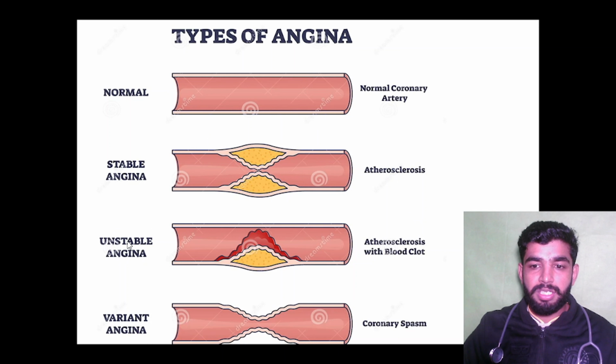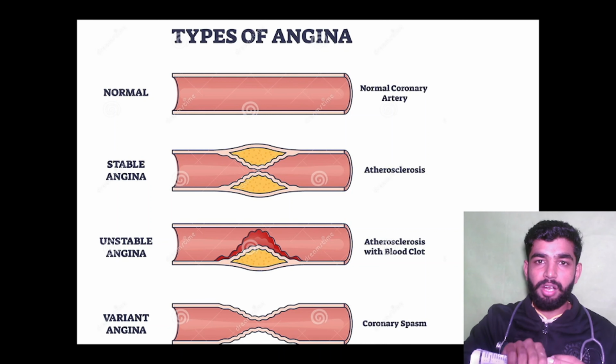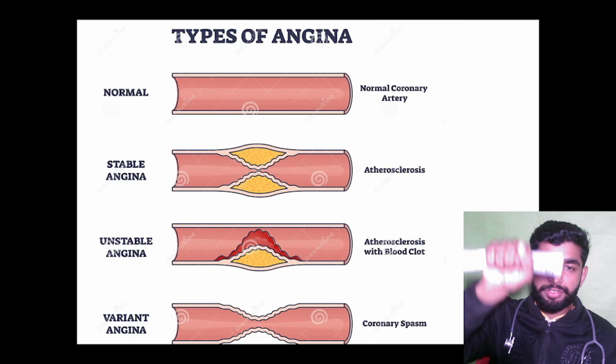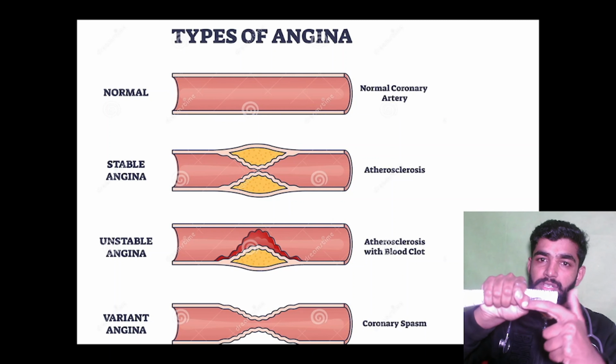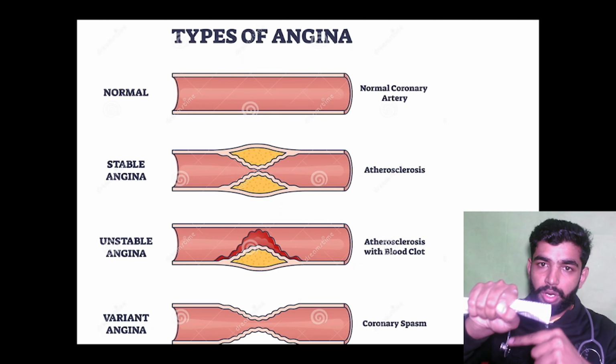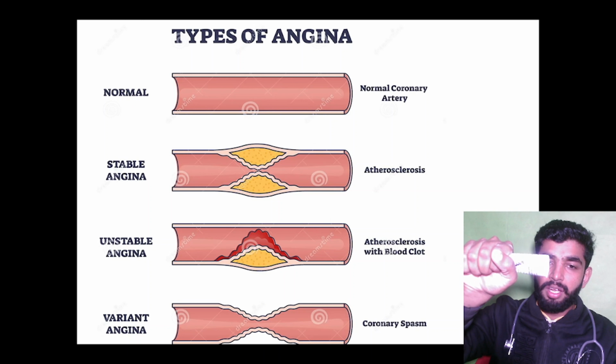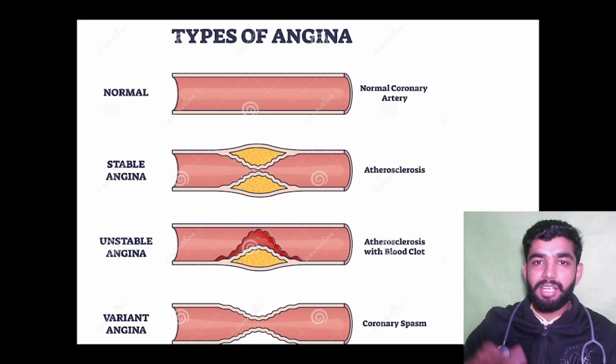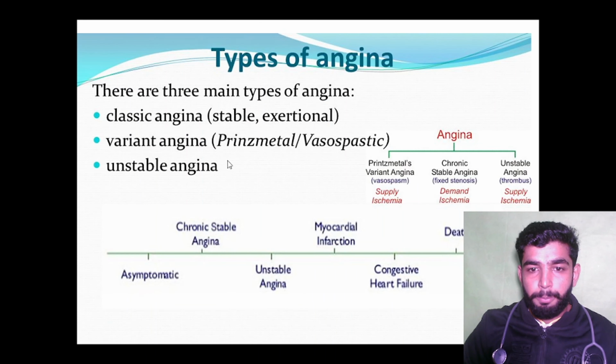In the case of unstable angina, there is formation of the atheroma with blood clot formation. Here is the formation of the blood clot. In the case of variant or vasospastic angina, it is due to coronary vasospasm. Here this is the coronary artery, with smooth muscle contraction. If there is smooth muscle contraction, it mainly covers the whole of the artery. That's why it's called transmural, covering the whole of the lumen. That's why this is called vasospastic angina, or by its different names: variant angina or transmural angina.